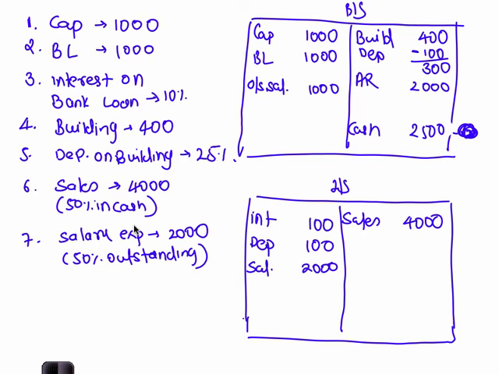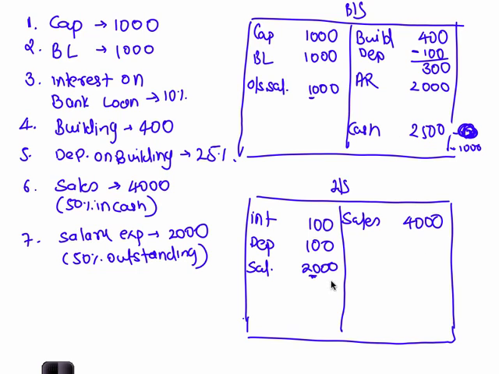Now how many of you got the last entry right? Okay, should I repeat that again? We said that the salary expense, the entire 2000, is an expense, but cash we reduced only by 1000. For the remaining 1000 we created a liability of outstanding salary.